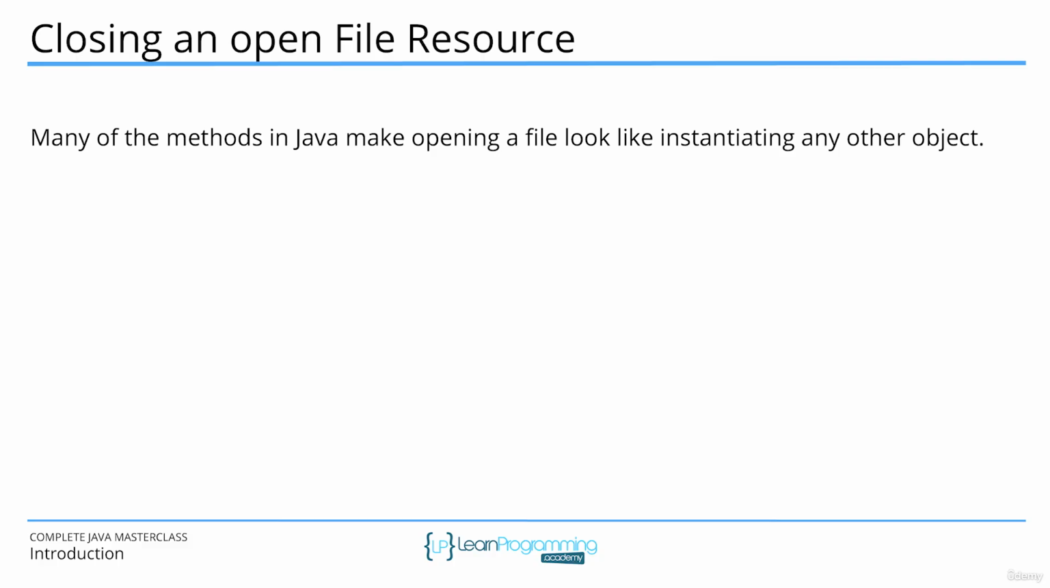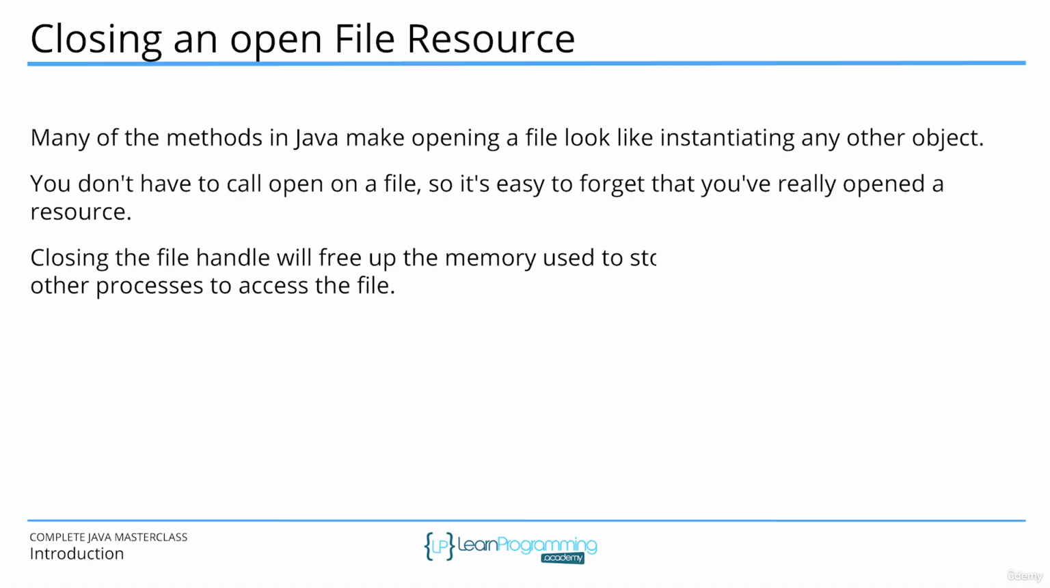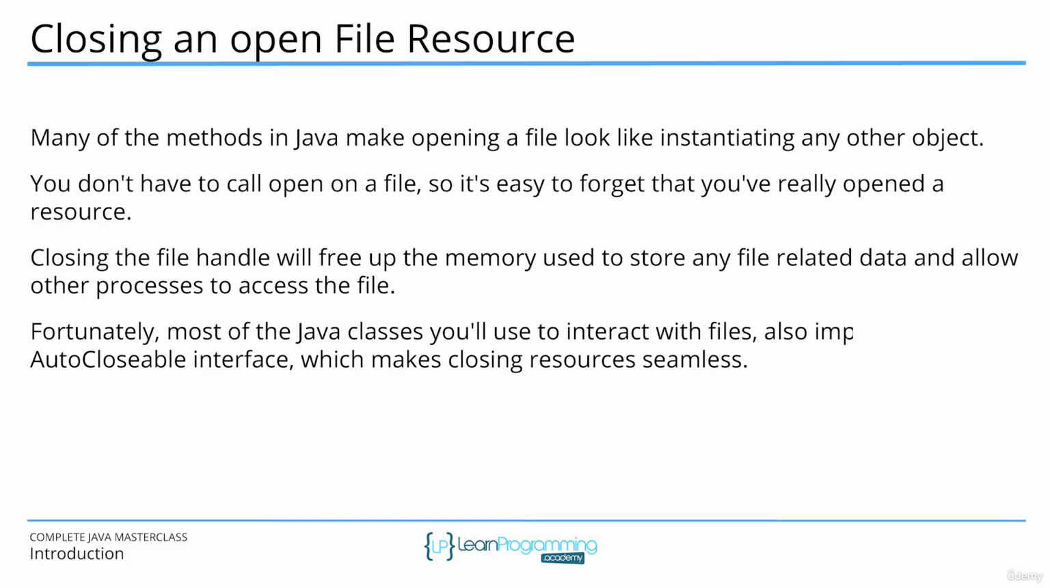Many of the methods in Java make opening a file look like instantiating any other object. You don't have to call open on a file, so it's easy to forget that you've really opened a resource. Closing the file handle will free up the memory used to store any file-related data and allow other processes to access the file. Fortunately, most of the Java classes you'll use to interact with files also implement an auto-closable interface, which makes closing resources seamless, but it's still very important to be diligent and to understand the consequences of keeping file resources open. I'll be discussing this a lot more during the exception handling videos in this section.